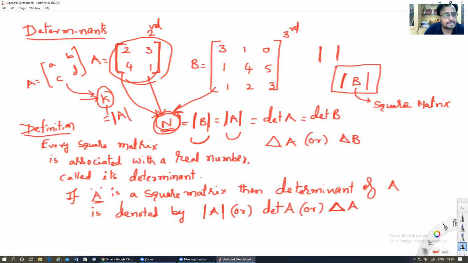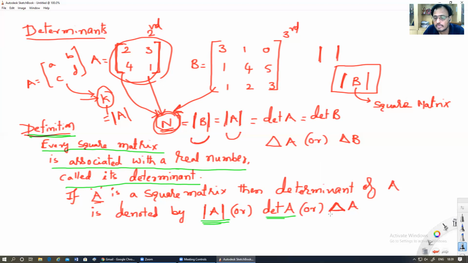Dear students, once again I'm going to explain. Look at this. The definition of determinant: every square matrix is associated with a real number called its determinant. If A is a square matrix, then the determinant of A is denoted by two parallel lines and A, or det A, or delta A. All three symbols can be read as determinant of A itself.